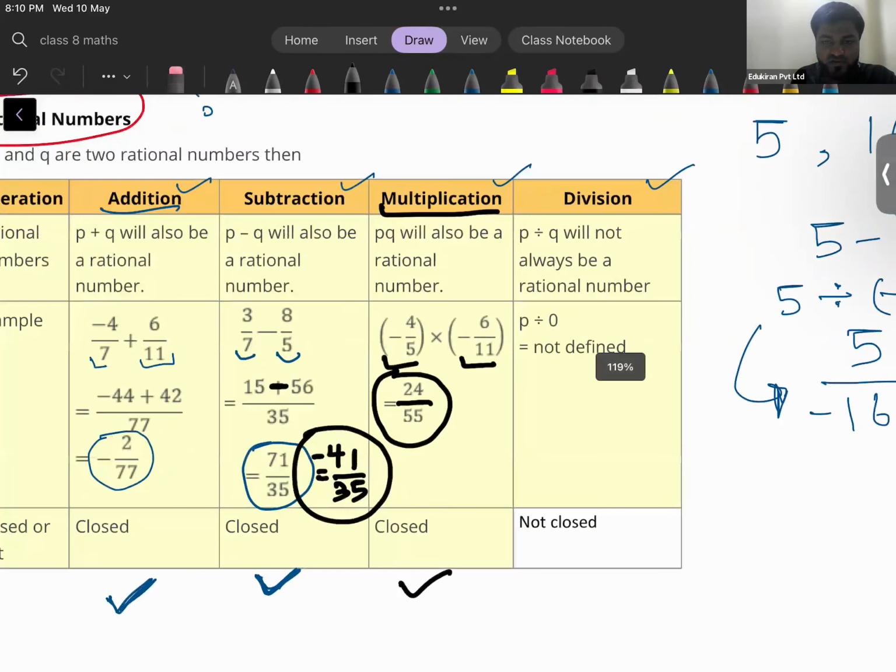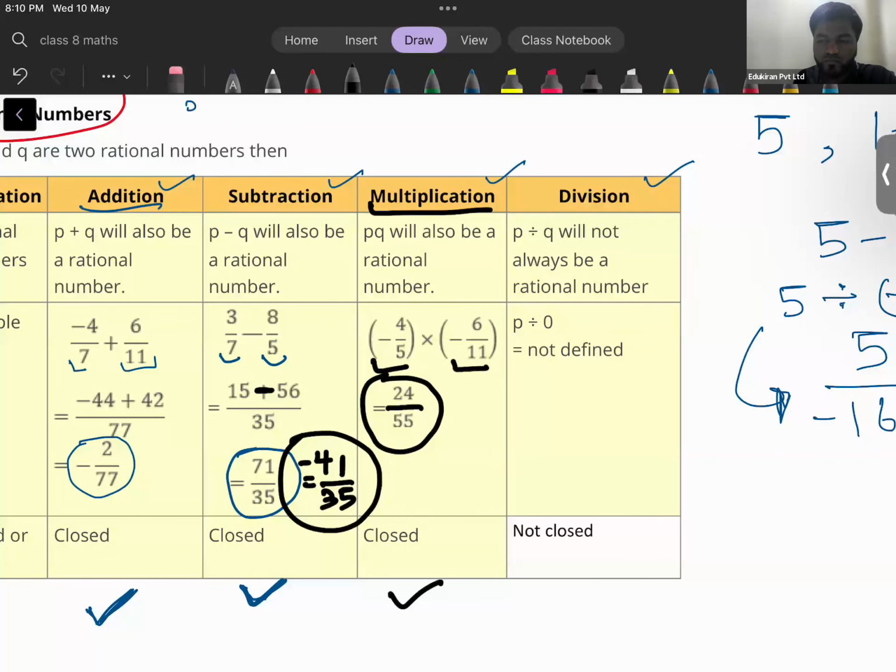Will division also follow? If you try dividing, if you take 0 as the denominator, it's undefined. Exactly. All the values for P and Q except 0. If you take any integer apart from 0, then we come to the conclusion that division is also following the closure property. But once you take the denominator as 0, it becomes an exception, and it will not follow the closure property, right?